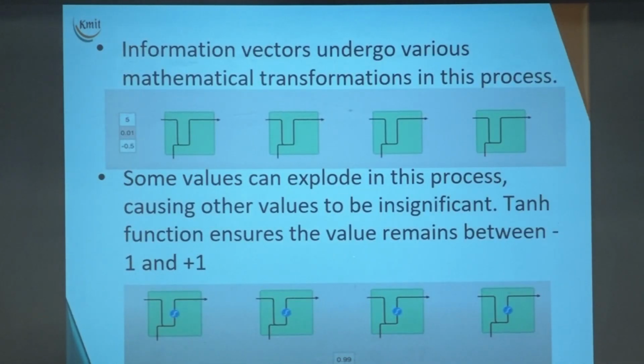Okay. So information vectors undergo various mathematical transformations. Some values can explode in this process, causing the other values to be insignificant. Thus, tanh will be helpful to regulate it between -1 and +1.